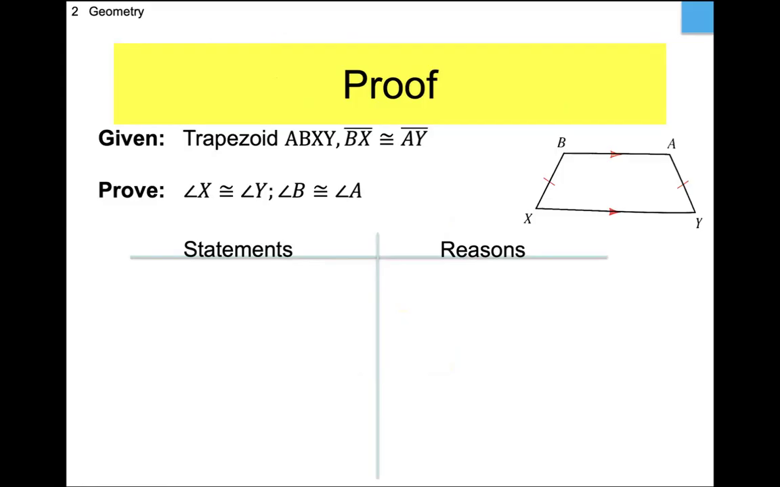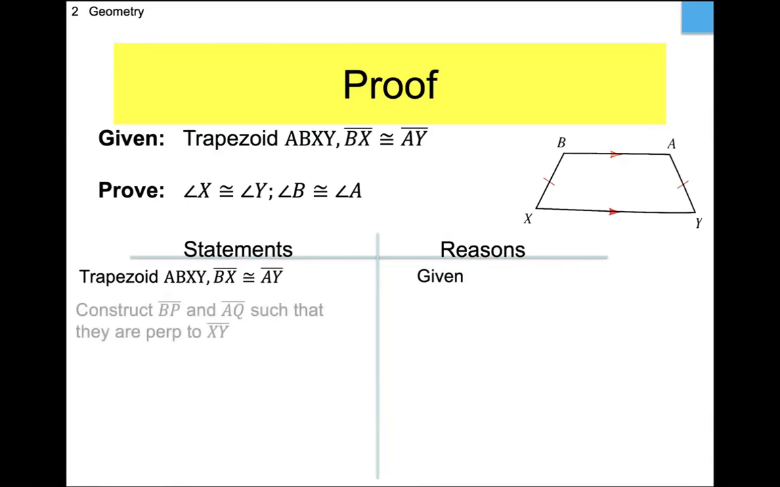Not that they're all equal to each other, but the two tops and the two bottoms, or the two base angles of one of those parallel sides, x and y, are congruent, and the other two, b and a, are also congruent. All right, so let's see how we can prove this. Well, it is an isosceles trapezoid, so maybe we could make some triangles and prove something.